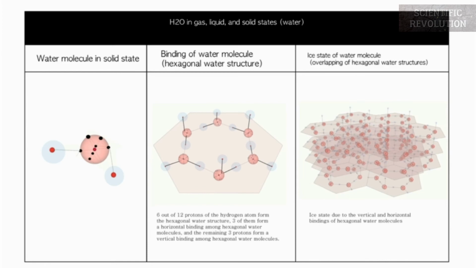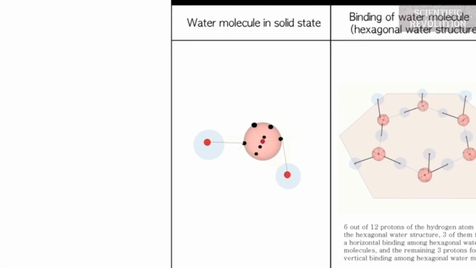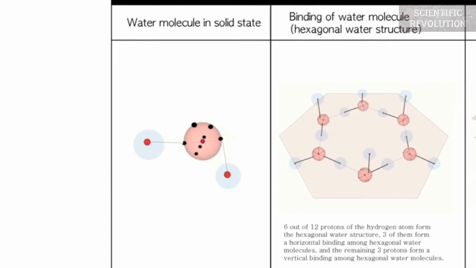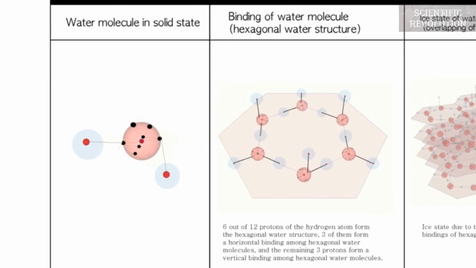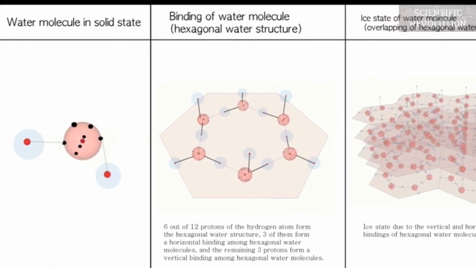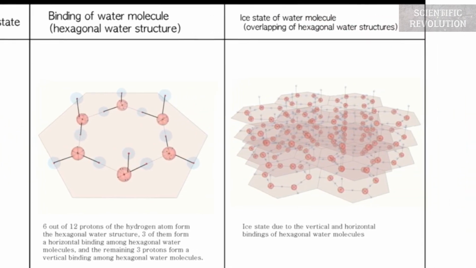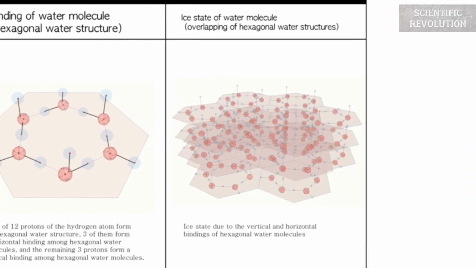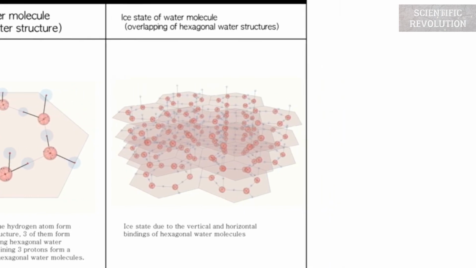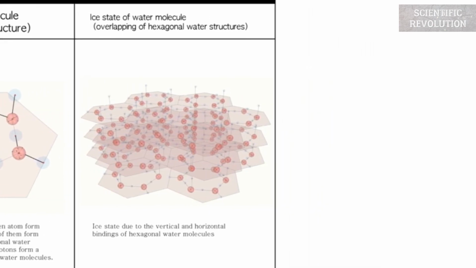6 out of 12 protons of the hydrogen atoms form the hexagonal water structure. 3 of them form a horizontal binding among hexagonal water molecules, and the remaining 3 protons form a vertical binding among hexagonal water molecules, giving ice its structure.